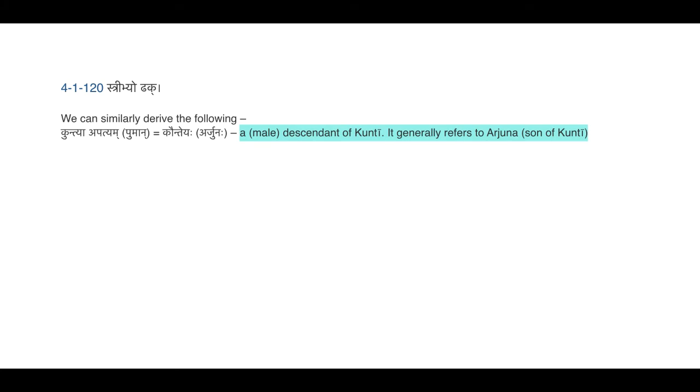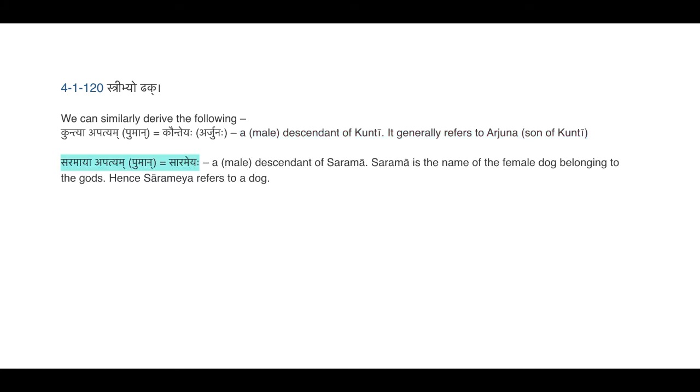Similarly, Saramaya apatyam puman Sarameyaha, a male descendant of Sarama. Sarama is the name of the female dog belonging to the gods. Hence, Sarameya refers to a dog. So also, Draupadya apatyam puman Draupadeyaha is also in the Bhagavad Gita. It means a male descendant of Draupadi.